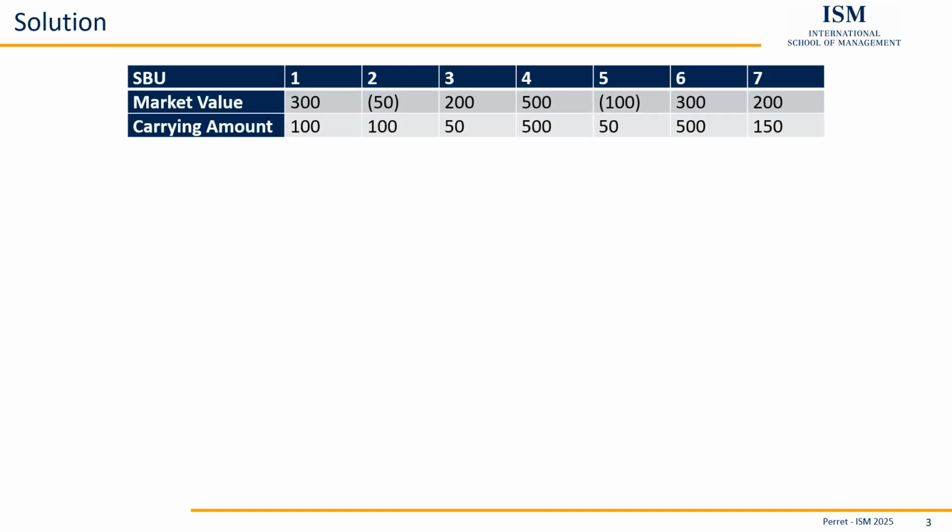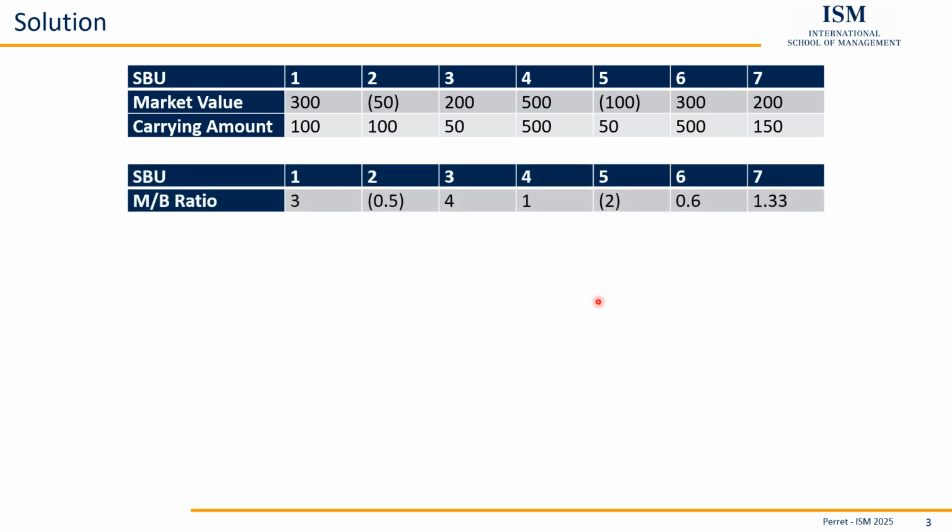First off, I'm going to take what we had as information in the exercise text and calculate the so-called MB ratio. MB ratio is simply market by book value. So I divide what is in the first row by what is in the second. So 300 by 100, 50 by 100.